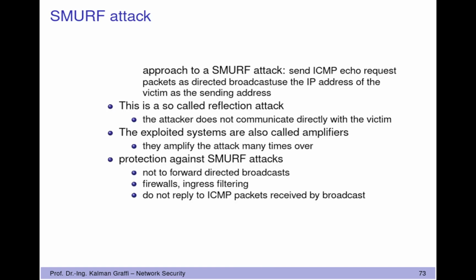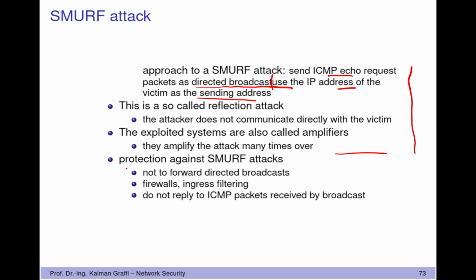So what is the main idea? You send an ICMP echo request as directed broadcast, and use the IP address of the victim as the sending address. That's a so-called reflection attack. The attacker doesn't communicate directly with the victim. The exploited systems are so-called amplifiers. They amplify the attack many times over. So very simple amplification. You consume the resources of the victim. It has to process every message individually.